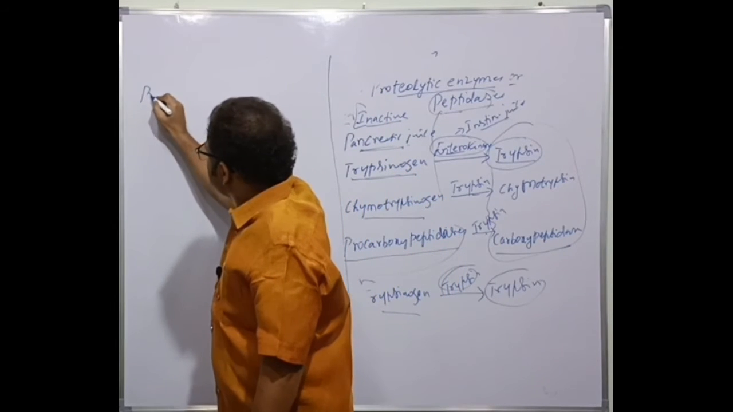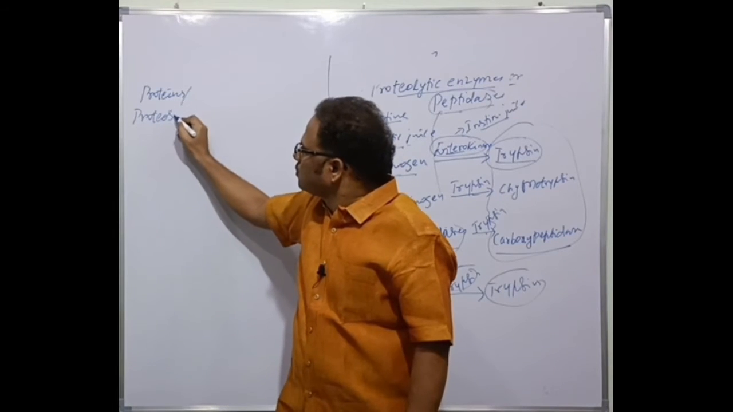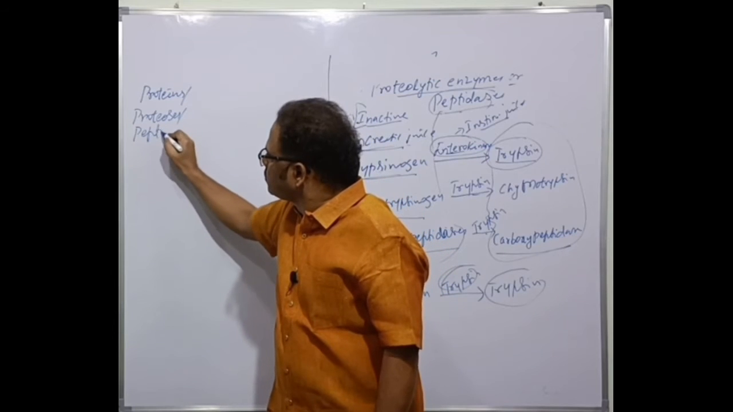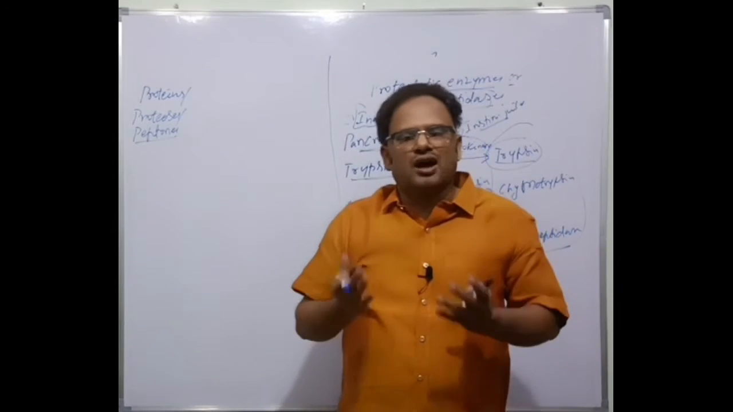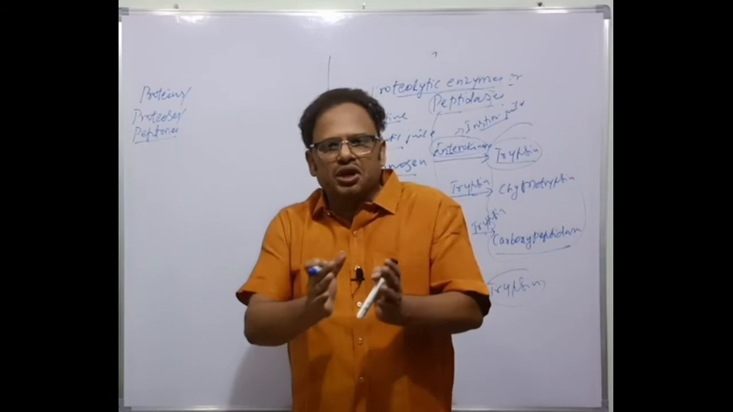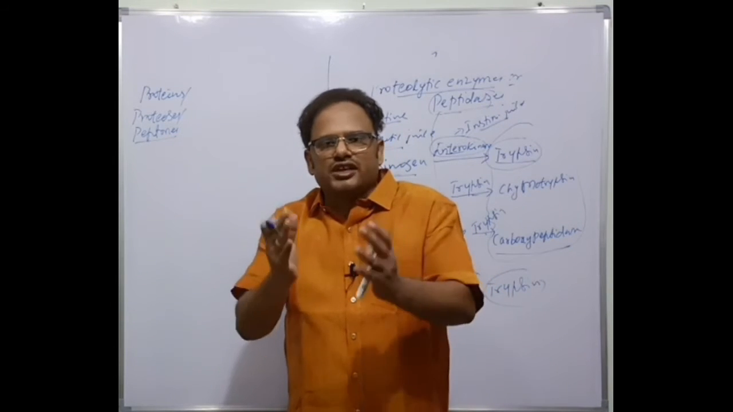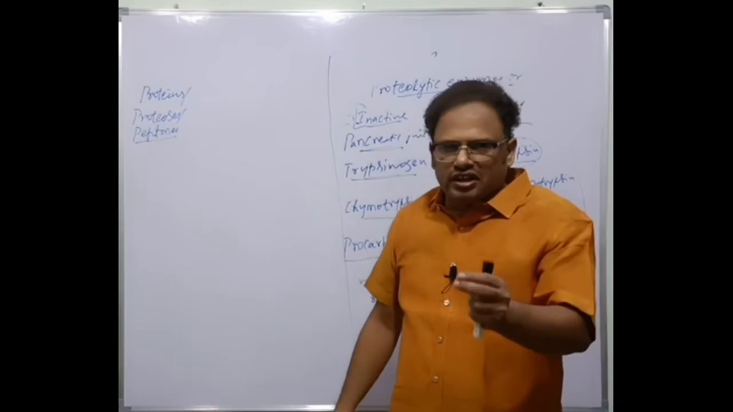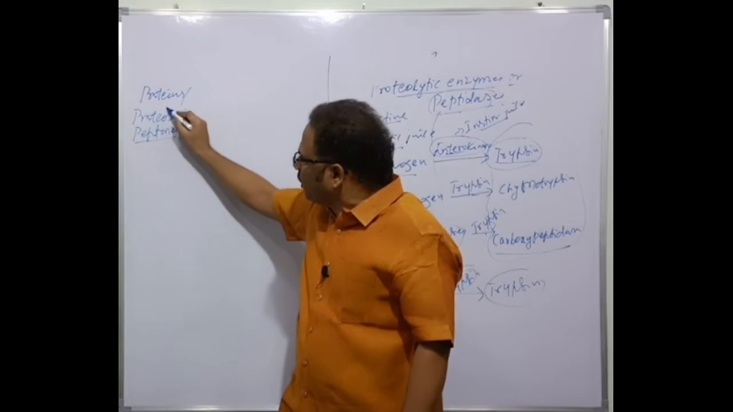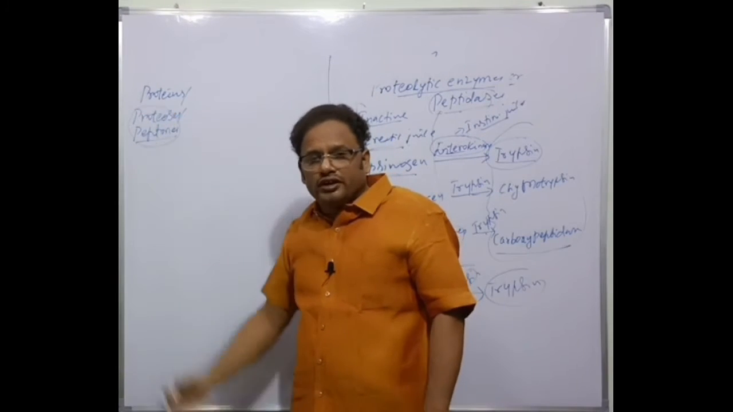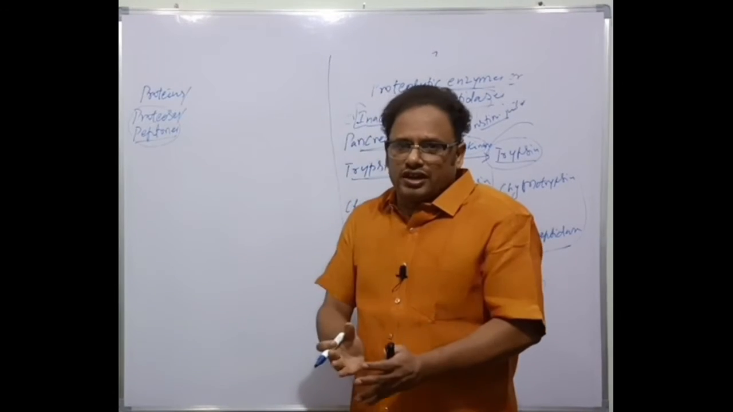So proteins, proteoses, or peptones: these are the incompletely digested protein food passing from the stomach into the duodenum, isn't it? That must be completely digested. And that's the job of the protein digesting enzymes present in the duodenum. So the partially digested protein food, proteins, proteoses and peptones, these are polypeptides. These must be further broken down into lower peptides and then ultimately into amino acids, isn't it?